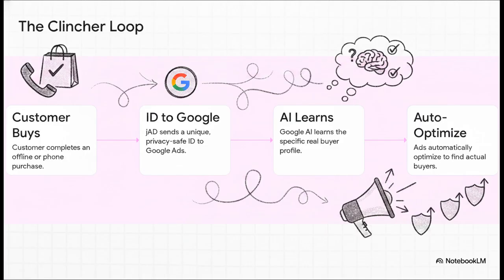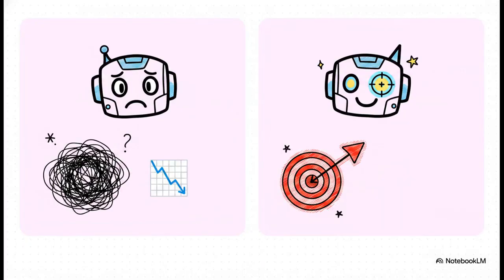And finally, Step 4, your ads automatically auto-optimize to find more people exactly like them. The contrast between the old way and the new way here is just staggering. Before, you were stuck with manual bidding, heavily inflated conversion numbers that honestly meant nothing, and an AI that was busy learning bad habits. But after implementing this tool, you unlock Smart Bidding 2.0. You get exact sales tracking, and most importantly, Google's AI is now laser-focused on finding your actual paying customers. It's a complete game changer.